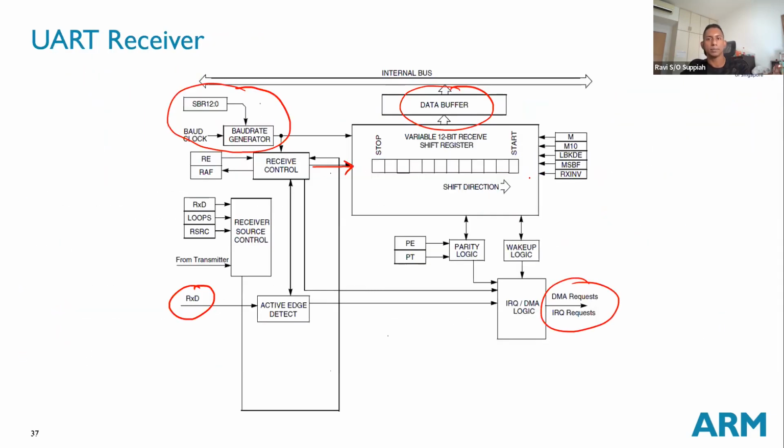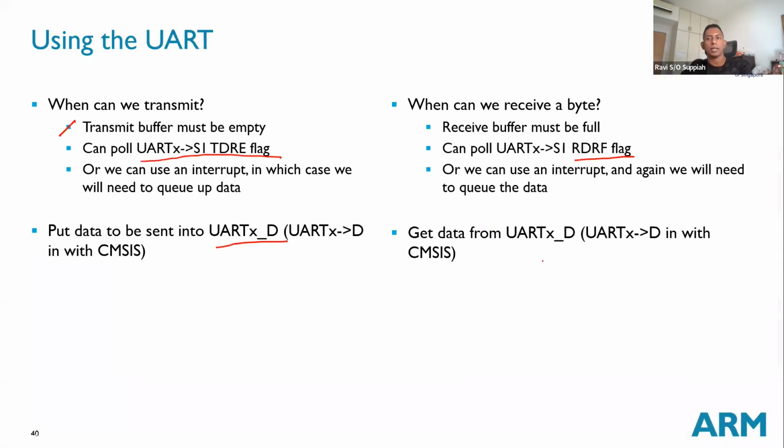Let me show you here. Is it shown here? Okay, so the flag is not shown here, but basically once the data has been fully shifted in and I transfer this out to the data buffer, then the RDRF flag will be set. From there I will know that the data has been received. So once that flag is set, I can read from the UART register.